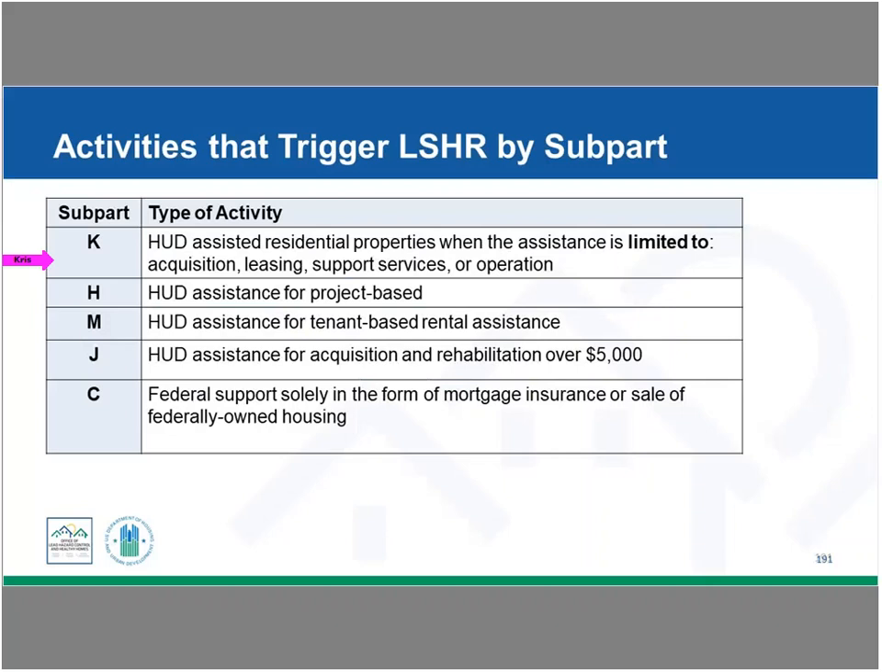If you are doing project-based work, that's Subpart H, not Subpart K. If you are doing tenant-based rental assistance or you're working with housing choice vouchers, those would follow Subpart M rules. Any rehab that you're doing is J, and if you are doing acquisition and rehab that's over $5,000 per unit, that would also be Subpart J. If we're doing acquisition and rehab and it's under $5,000 per unit, we're following Subpart K.